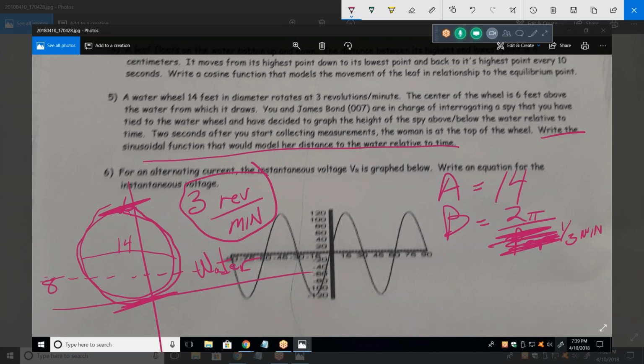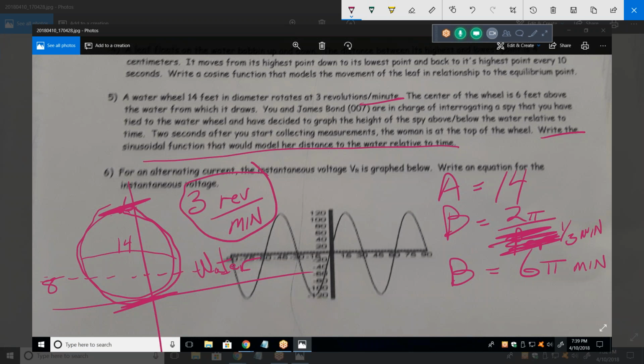Just because I'm going to leave everything in minutes. If I change everything to seconds, that would be different. But this means my period is 6 pi minutes. Okay?